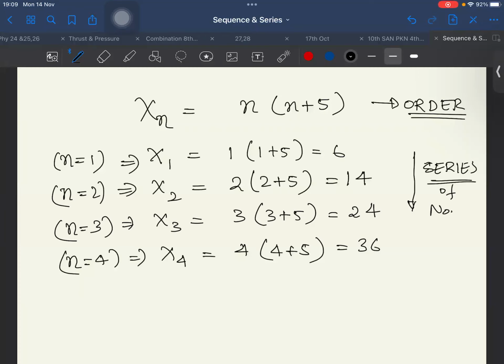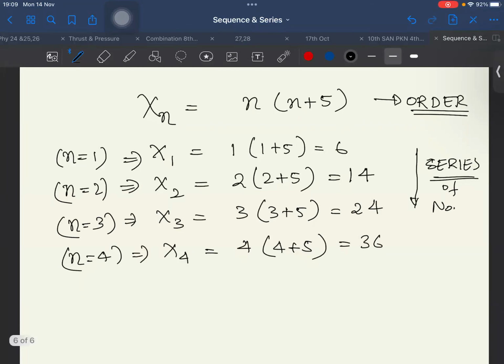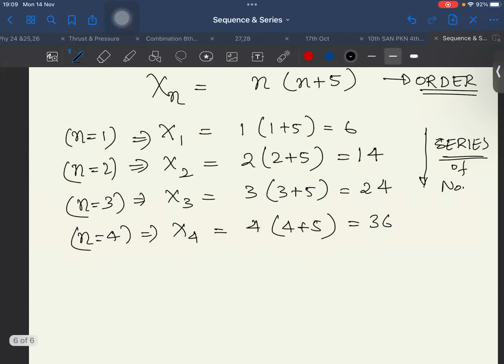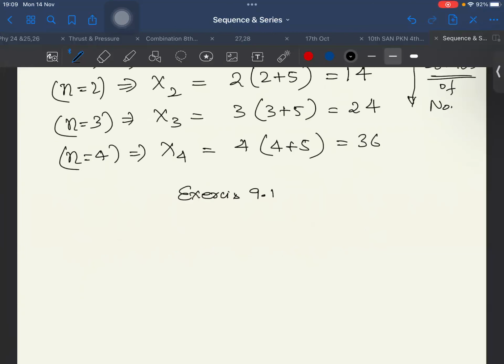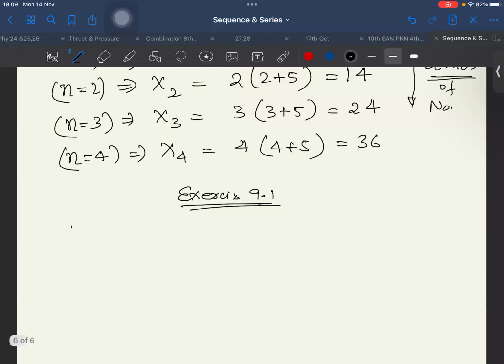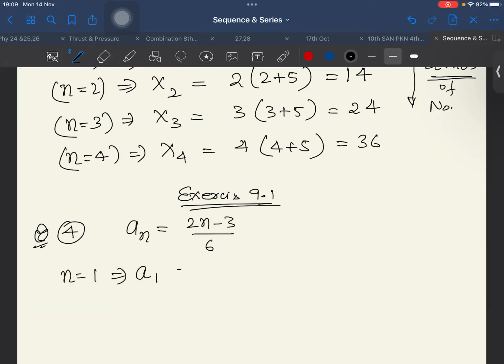All right. So in exercise 9.1, just turn to page number 180, exercise 9.1. See here, the same question, right? Find the first 5 terms of each of the sequences in exercises 1 to 6. Like question number 4, it says an is defined as (2n minus 3) upon 6. So how will you find the first term? A1, you substitute n is equal to 1, so A1 is equal to (2 into 1 minus 3) upon 6. How much is this?